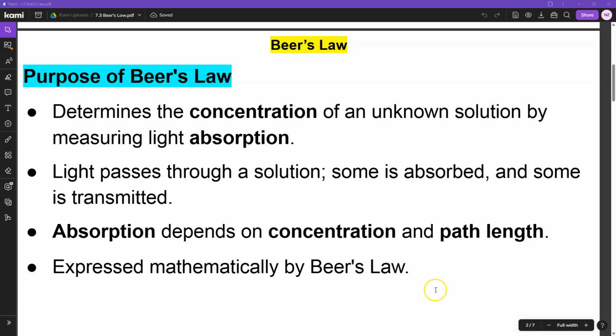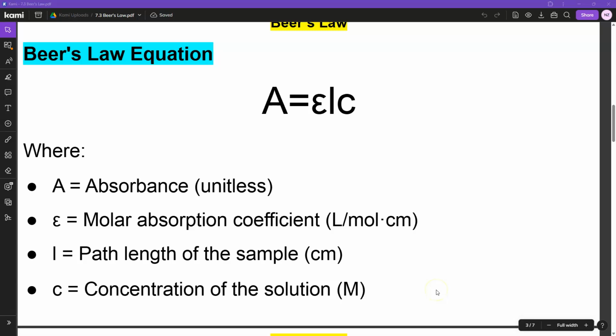Okay, and we express that mathematically with Beer's Law. So this is Beer's Law: A equals epsilon L C. Our absorbance is our capital A, and absorbance is unitless. Our epsilon is our molar absorptivity coefficient, and that is essentially our slope, as you will see when we get into looking at our data. L is the path length of our sample, and when we're talking about path length, that is usually 1 centimeter. And then C is the concentration of the solution, which is going to be in units of molarity.